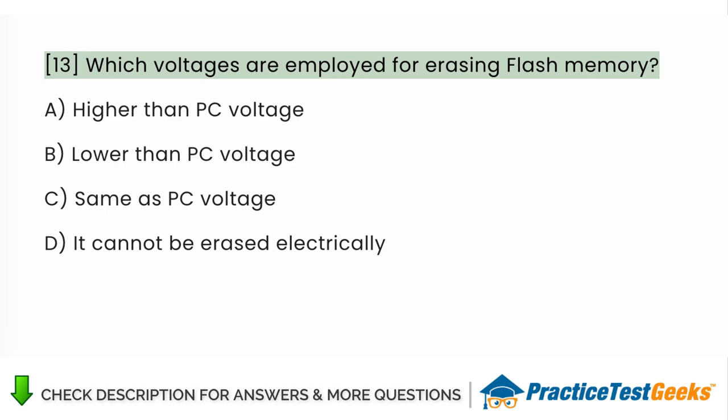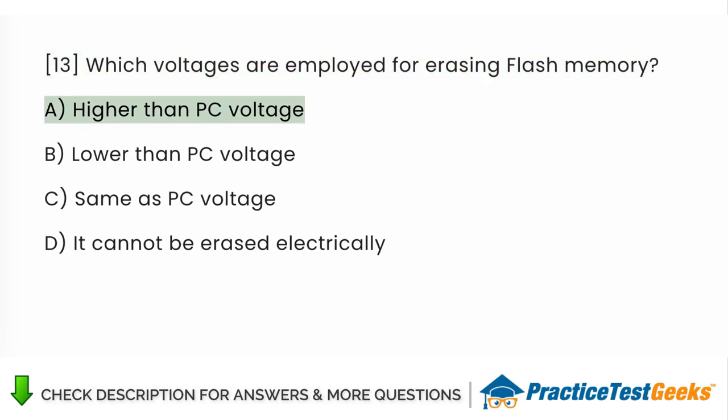Which voltages are employed for erasing flash memory? A. Higher than PC voltage. B. Lower than PC voltage. C. Same as PC voltage. D. It cannot be erased electrically.